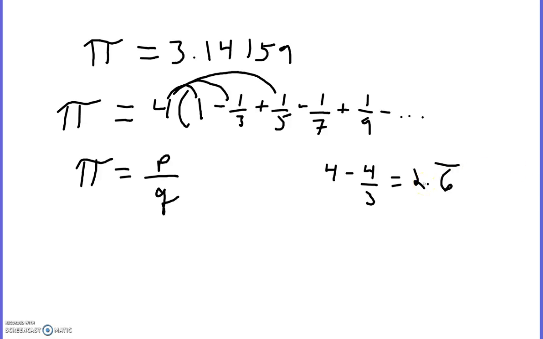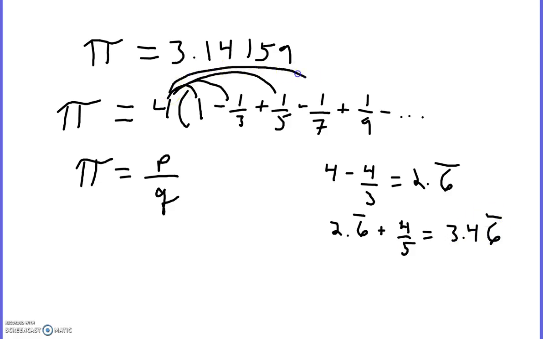I'm going to add to that 4/5. So I add on to this number, 2.6 repeating plus 4/5. Where do I get 4/5 from? 4 times 1/5. And when I do that in my calculator, I get 3.46 repeating, already closer to pi.